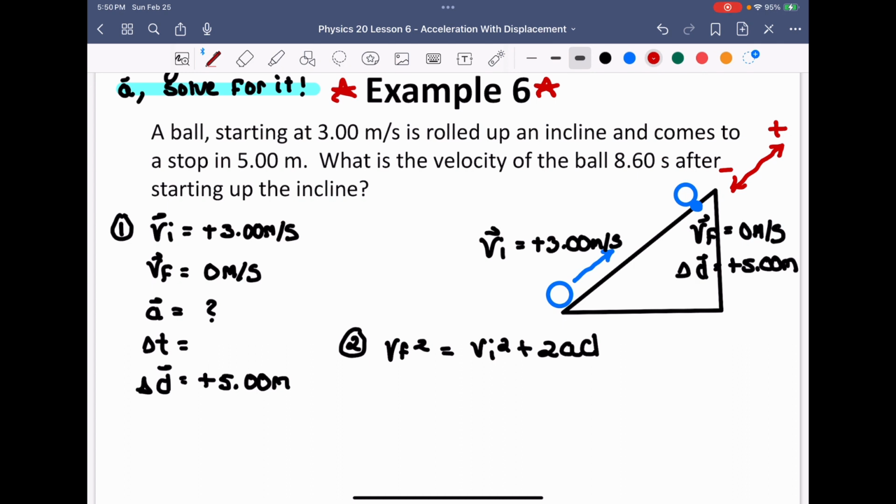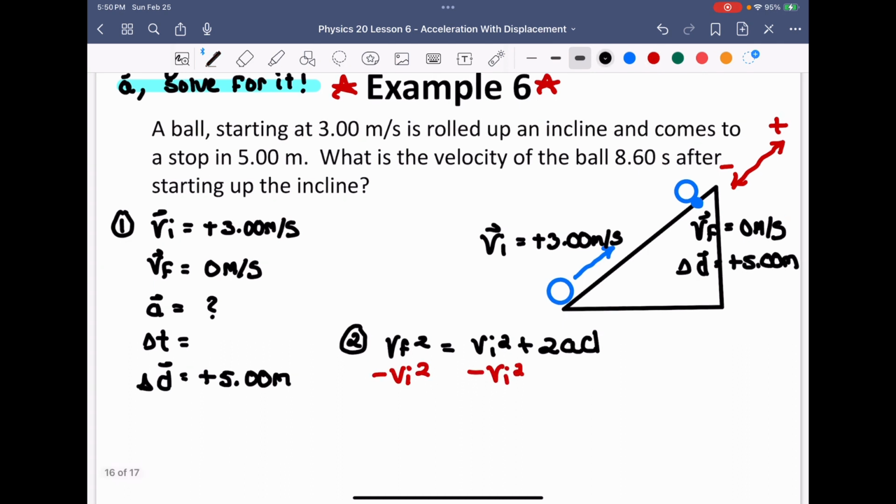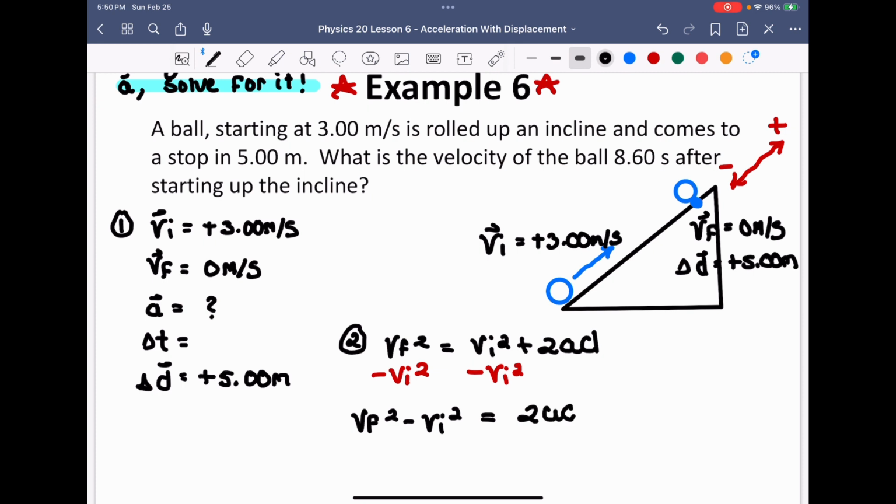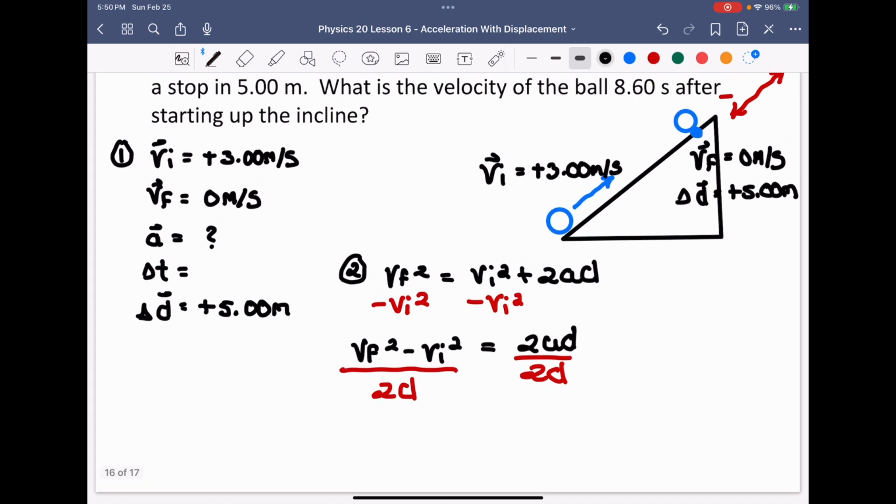Now we want to solve this for acceleration, so I'm going to subtract VI squared from both sides. This gives me VF squared minus VI squared is equal to 2 times the acceleration times the displacement. Now, in order to isolate the acceleration, we're going to divide both sides by 2 times the displacement, and this gives us the following: acceleration is equal to VF squared minus VI squared divided by 2 times the displacement.